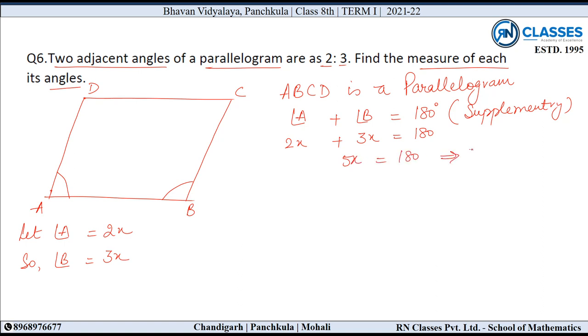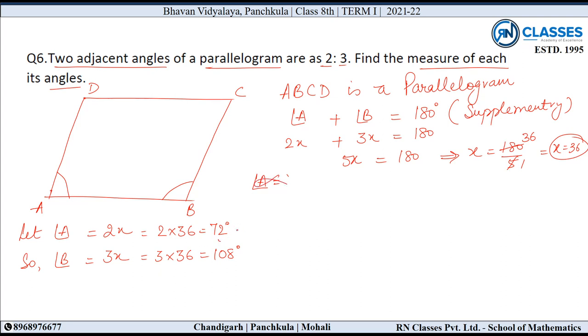So x will be equal to 180 by 5. How much is it? 5 ones are 5, 5 36 times. So x is equal to 36. Angle A would be 2 into 36, which is equal to 72 degrees. And angle B would be 3 into 36, which would be equal to 108 degrees. Okay?